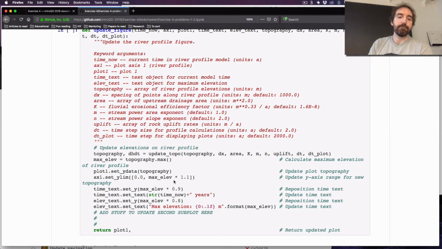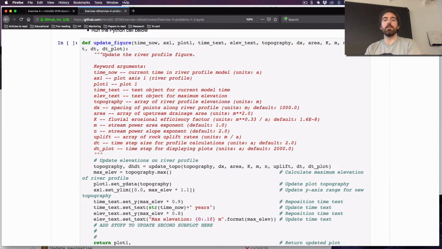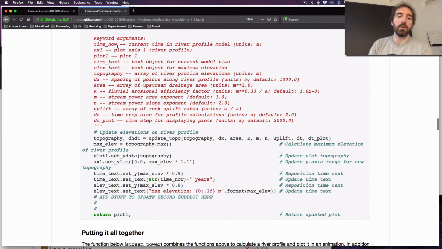So again, you can take a look, read through it. It's going to be a little confusing because there's a lot of functions and there's a lot of things that are passed to the functions. But the idea is pretty simple. All it does is update the plot. Because the plot changes with time, it just updates what you're looking at.